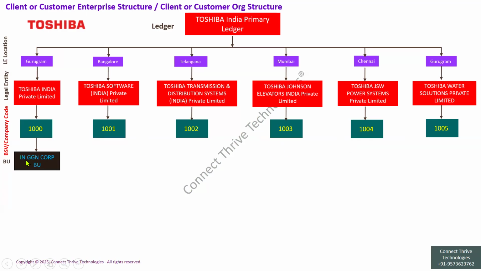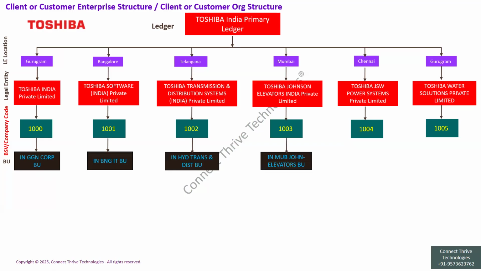So here if you see, we have India Gurgaon Corporate BU, India Bangalore IT BU, India Hyderabad Transition Distributions BU, India Mumbai Johnson Elevators BU, India JSW Power Systems BU, India Gurgaon Water Solutions BU. So here we created business units based on the entity name and location combination. We created that. So with the help of BU, we can do control at each legal entity level.